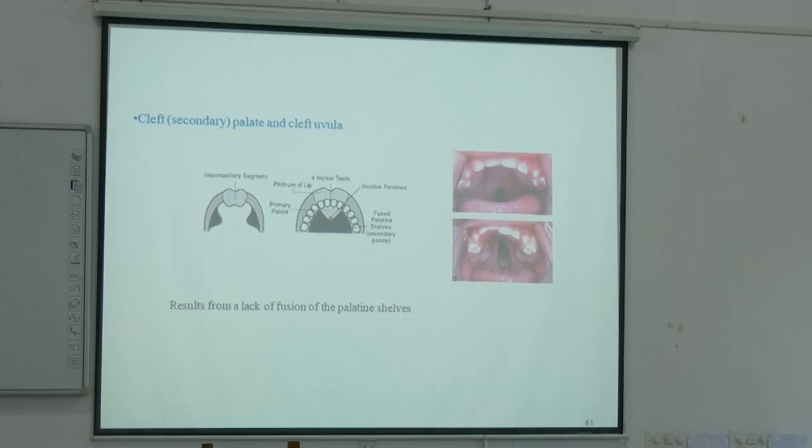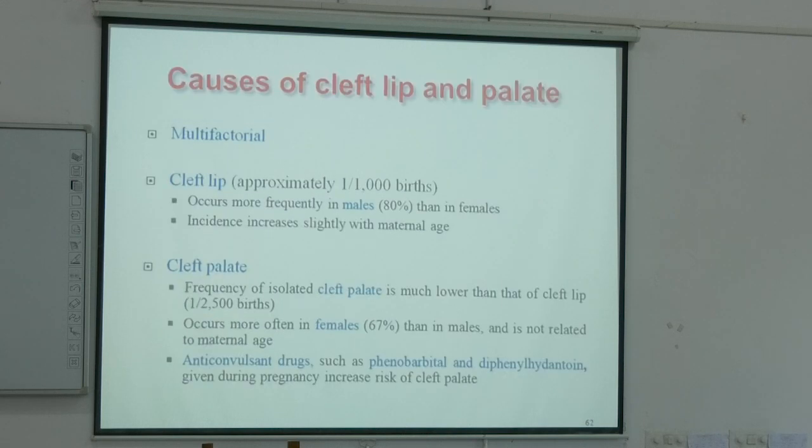Now coming again, you are given a short note on cleft palate. How are you going to address it? You have to say what a cleft palate is. It is a split, an embryological error existing in a newborn. The incidence is less common than that of cleft lip, about 1 in 2,000 or 2,500 live births.